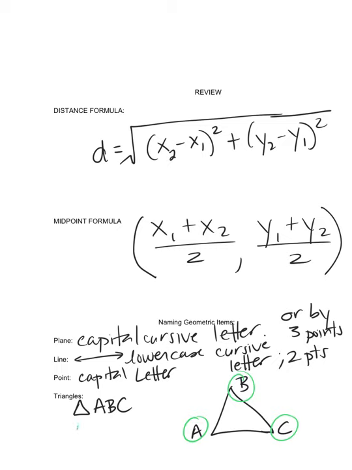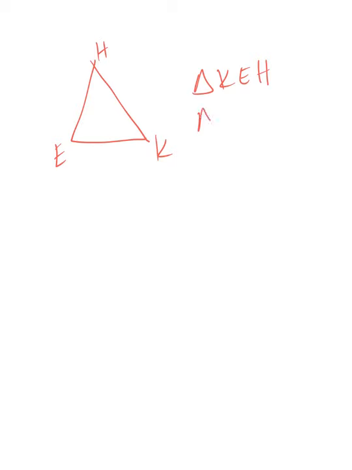I could have named this triangle BAC, or you could have named it CAB. You could say HEK, or EKH, or HKE. Make sure you have the little triangle there. Or you could label this one I and upper Q.